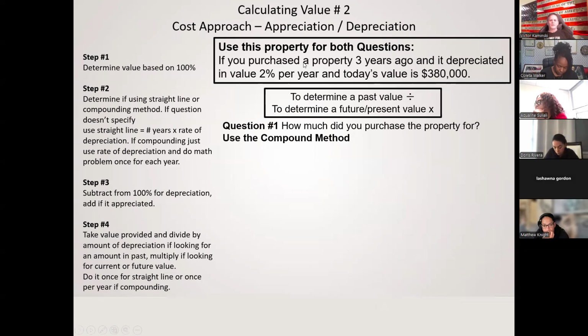Okay, so here's another question using the same thing. If you purchased the property 3 years ago and it depreciated in value 2% per year, and today's value is $380,000, how much did you buy the property for using the compound method?